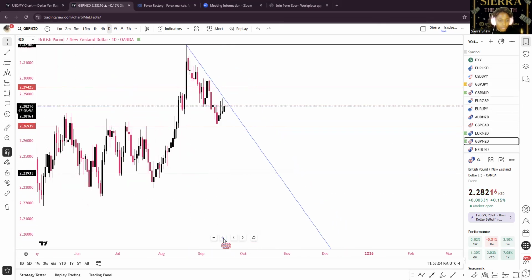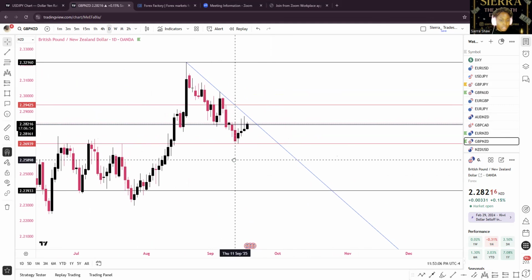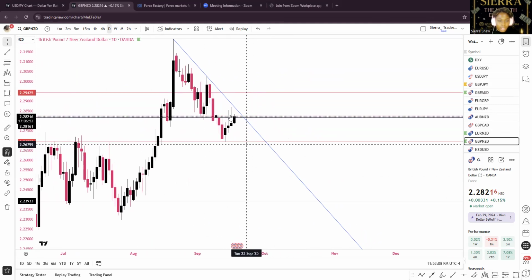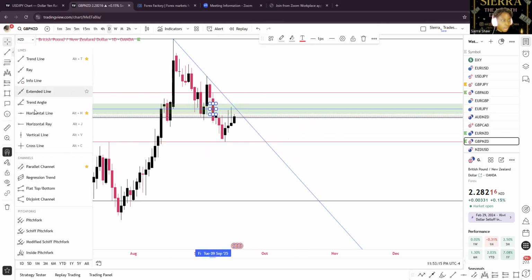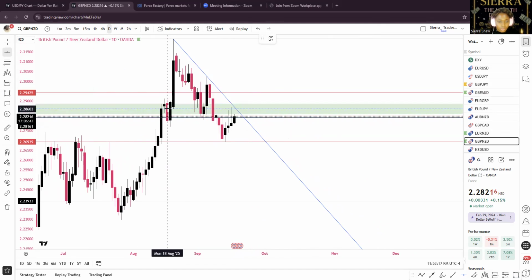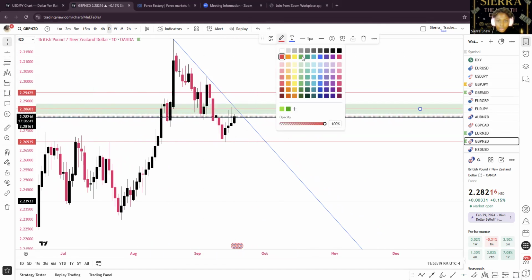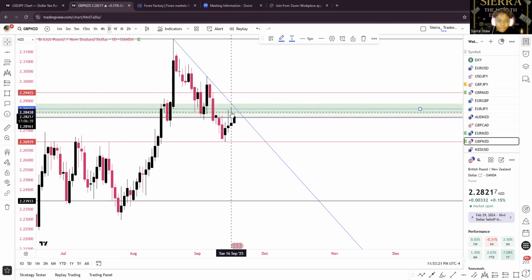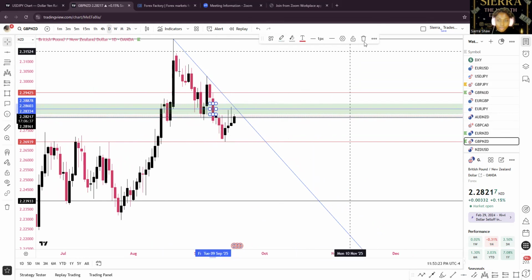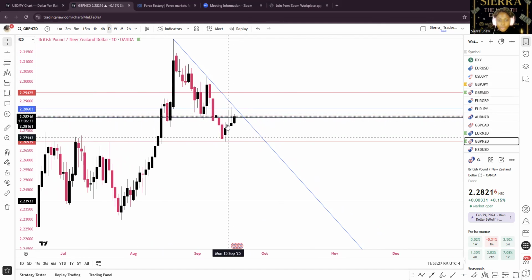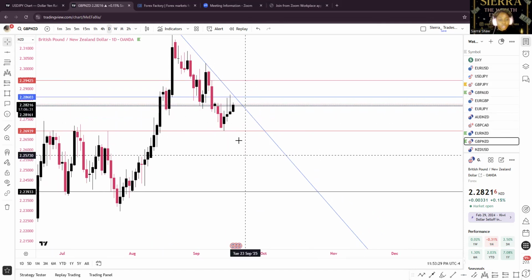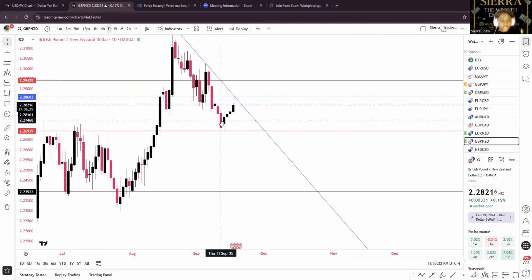Also, what I see when we zoom in here, we can see that yesterday came and rejected from our fair value gap here. This is what pushed price down right here. And as you can see, price came right to it and then traded down and left us with a pin bar candlestick, right? So this is what was giving us our bearish signal.